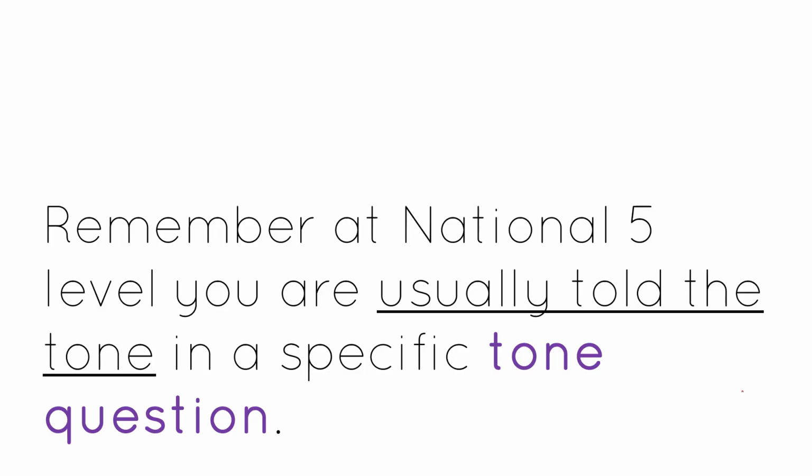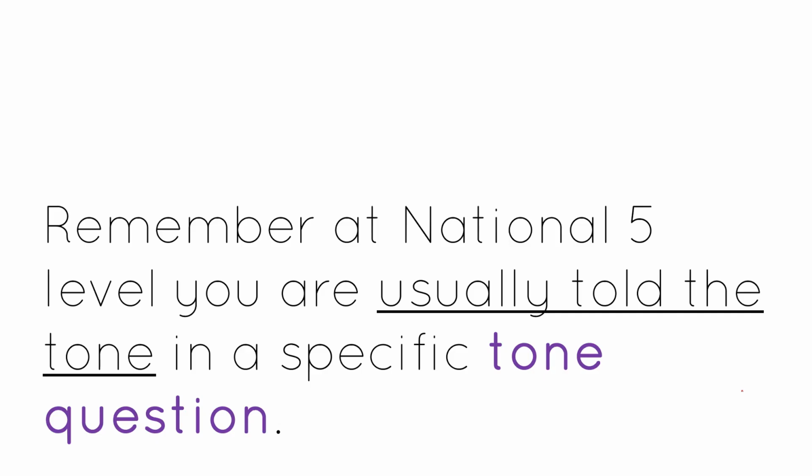Now, remember, at National 5 level, you're usually, and I stress usually, told the tone in a specific tone question. So that'll be a question for 2 marks saying, the writer uses this tone, show how they do it. So far at National 5, they haven't asked you to identify the tone. Now the SQA could change their mind next year, right? In May they could ask you, identify the tone used in lines 4 to 5. In that case, you would just go back to your list, of a praising tone, a mocking tone, a critical tone, an angry tone, a humorous tone, a cautious tone, and try to see what kind of tone they're using. Okay, but so far they haven't asked us to do that.